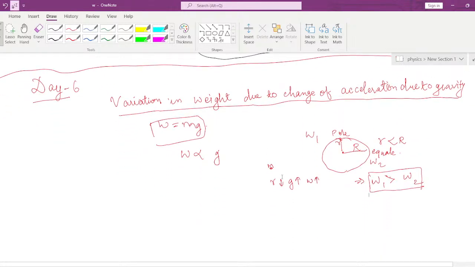So now we have a comparison of the weight of an object at different places. There is an activity: as given in the table, find the pair of places.